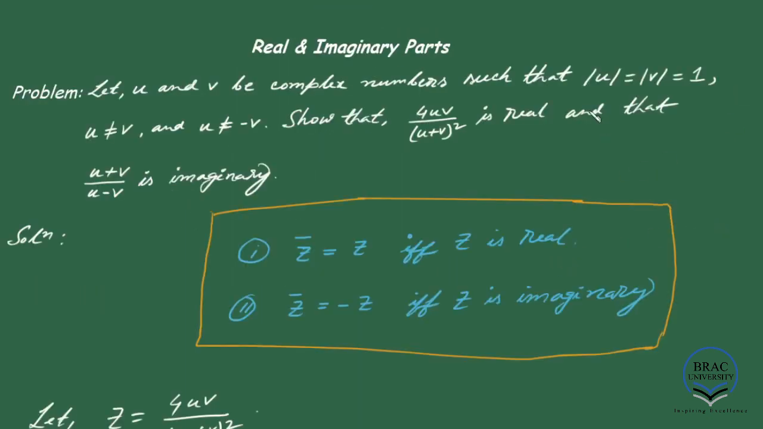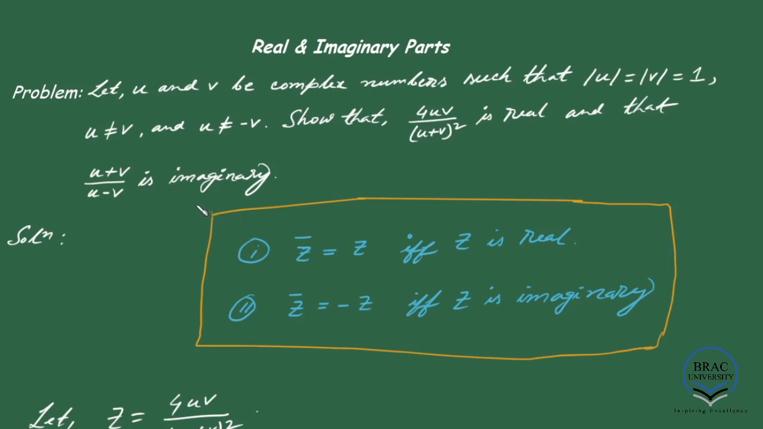Now for the second part of the problem, we are given another number, and we would like to prove that this number is an imaginary number. Now let's assume that this number is equal to w. And how to prove that this number w is imaginary is if we show that the conjugate of w is going to be equal to the negative of w.